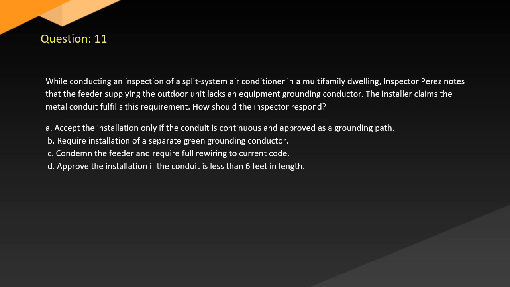A. Accept the installation only if the conduit is continuous and approved as a grounding path. B. Require installation of a separate green grounding conductor. C. Condemn the feeder and require full rewiring to current code. D. Approve the installation if the conduit is less than 6 feet in length.